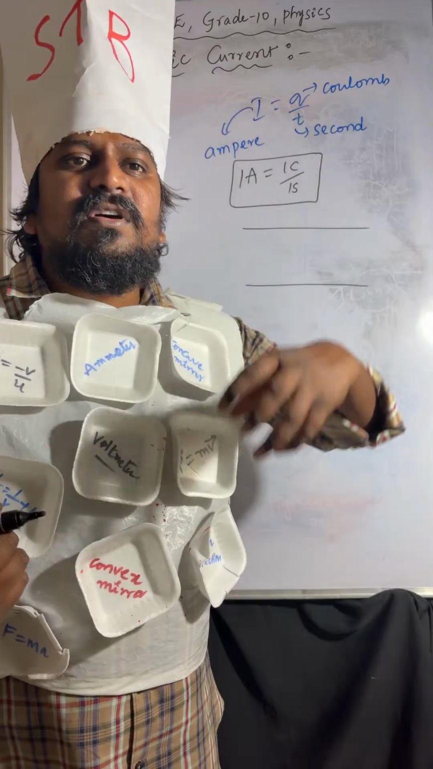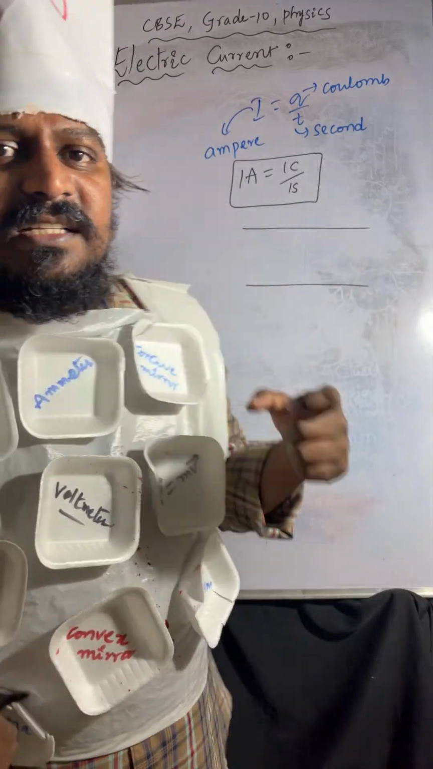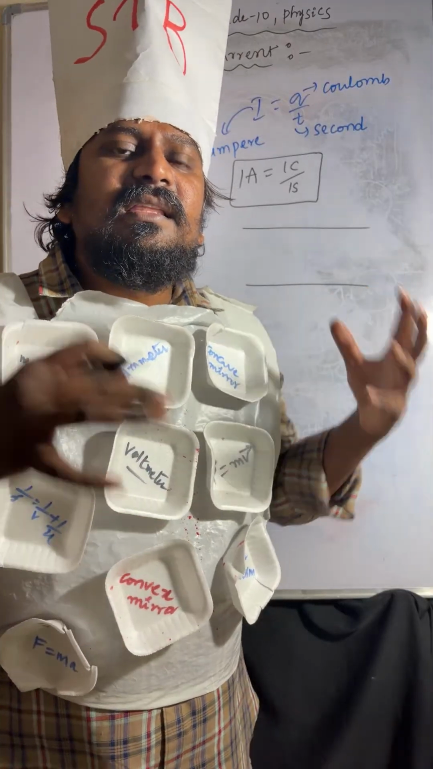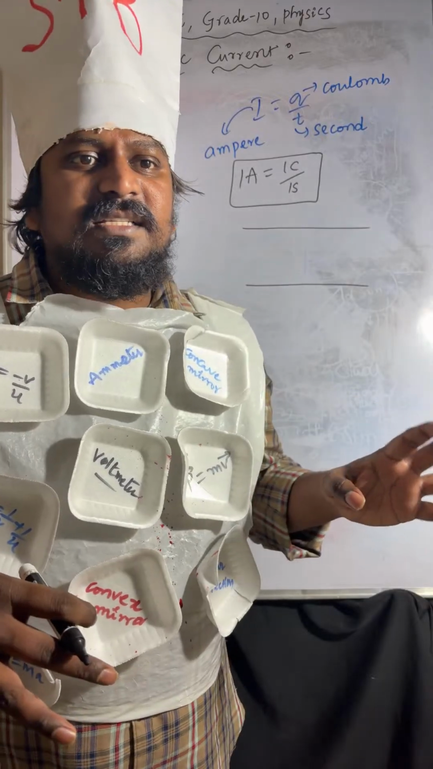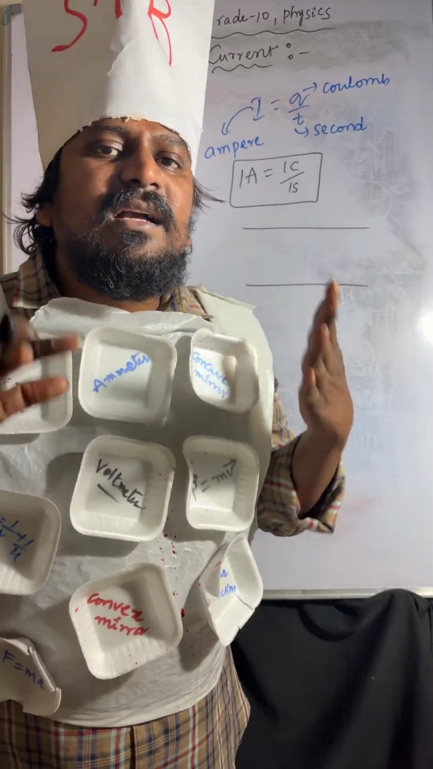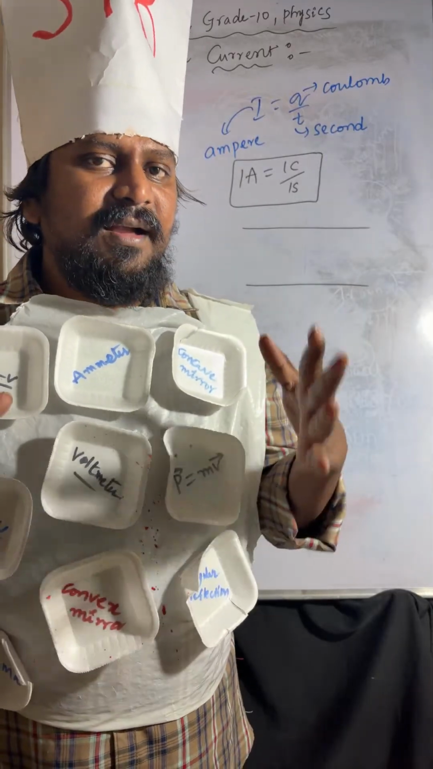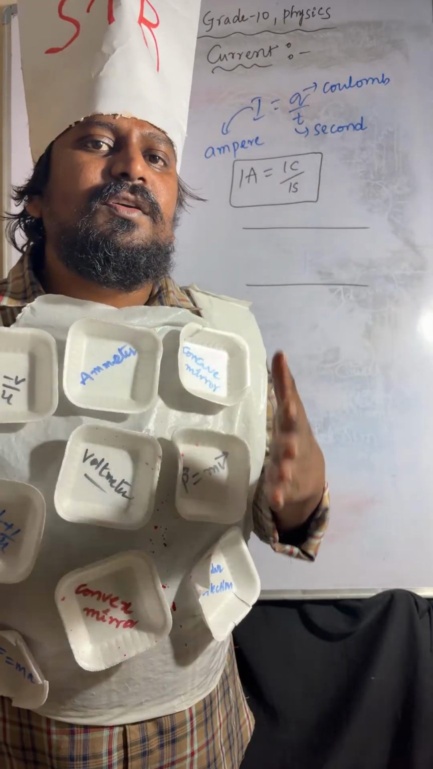When a number of charges are moving in the conductor. If a number of charges are moving in the conductor, then we can say current is flowing. Number of charges, yes or no? Number of charges are moving in the conductor, then only we can say current is flowing, right? So I equal to Q by T.